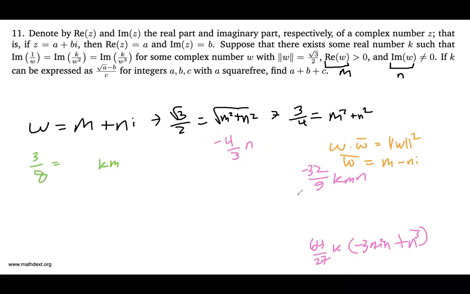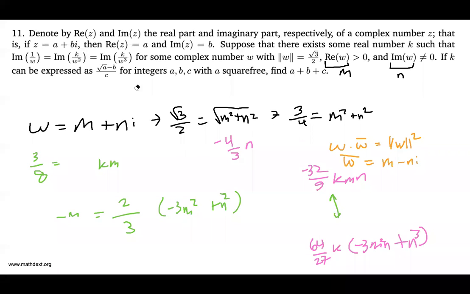We also have these two guys equal to each other, which is convenient because we can simplify that a lot. 32 over 9 kmn equals 64 over 27 k times negative 3m squared n plus n cubed. Once again, we can cancel some stuff out. We can get rid of the k from both sides, multiply both sides by 9, divide both sides by 32. So this becomes a negative sign, this becomes a 2. Divide both sides by n, so get rid of this, and this becomes an n squared from n cubed. Okay, so we have this equality.